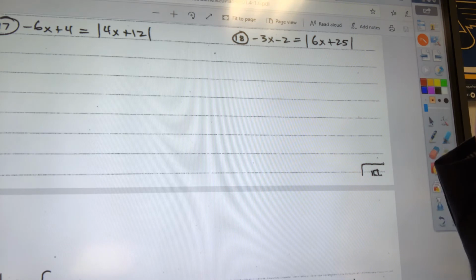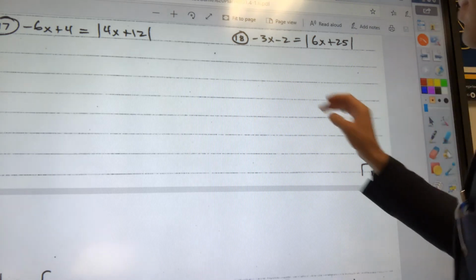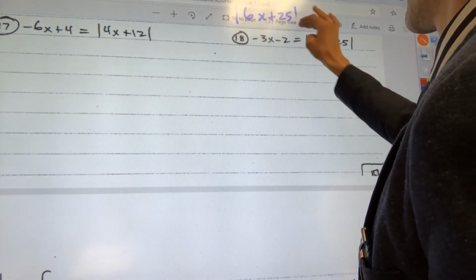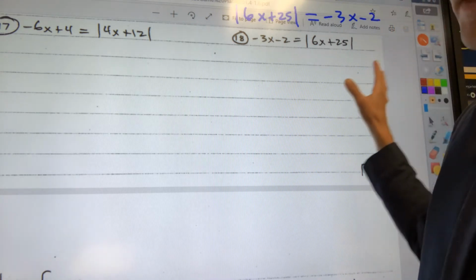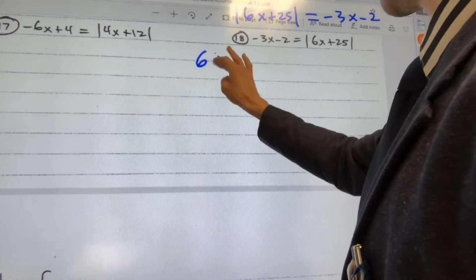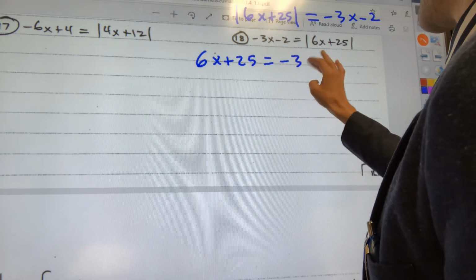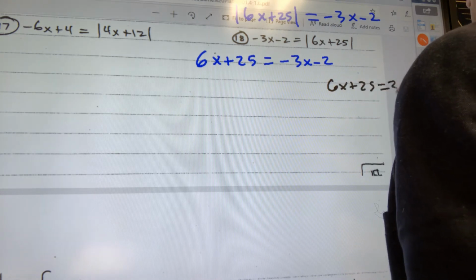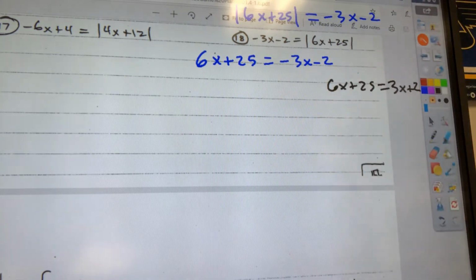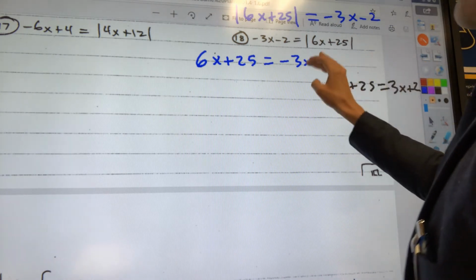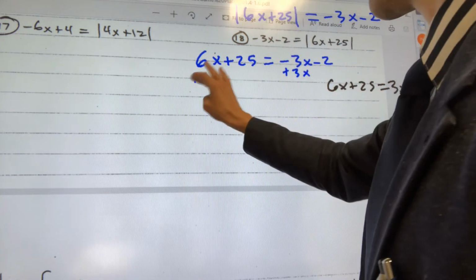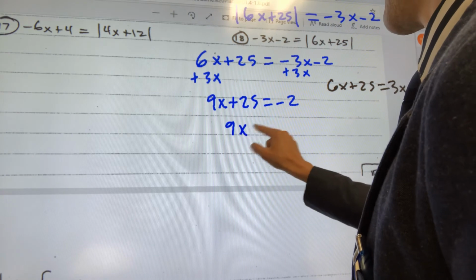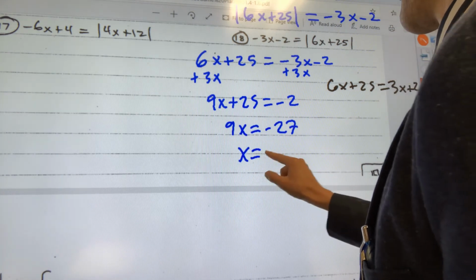All right. On 18, if you want to flip it, that's no big deal. If you don't like that the absolute value is not on the left side, you can flip it. So 6x plus 25 is equal to -3x minus 2, or 6x plus 25 is equal to 3x plus 2, the exact opposite. Okay, so the one in blue here, I'm going to add 3x to the other side. Eventually, I'll just start drawing arrows for the work that I'm doing. Subtract 25. X is -3.